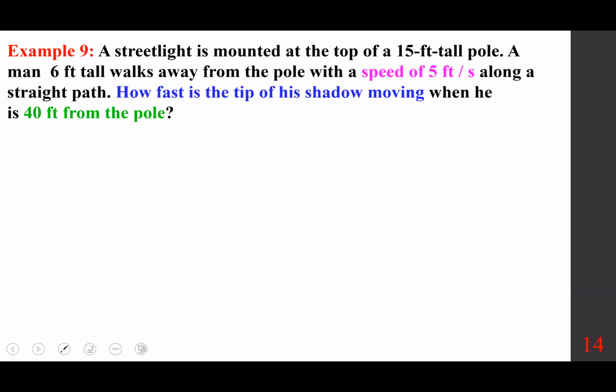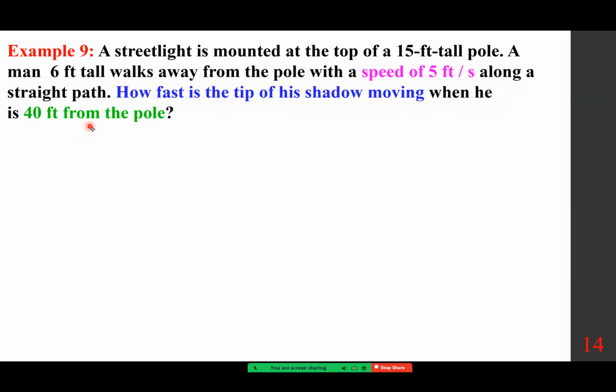Can somebody read this question for us, please? A streetlight is mounted at the top of a 15-foot pole. A man 6 foot tall walks away from the pole with a speed of 5 feet per second along a straight path. How fast is the tip of the shadow moving when he is 40 feet from the pole? Excellent. Again, let's set it up so we can figure out what needs to be done.